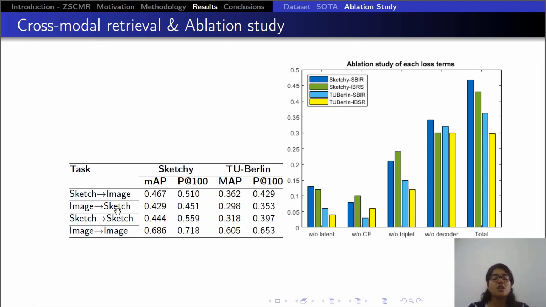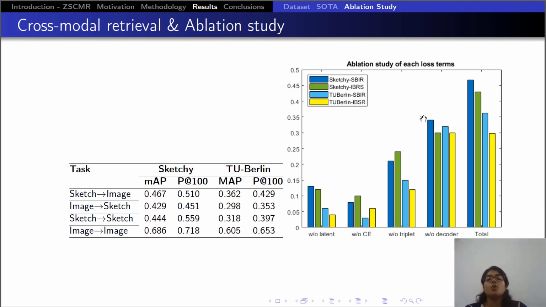Also, it can be extended since we project the features to a unified space. We also have unified unimodal retrieval, which is sketch-to-sketch retrieval and image-to-image retrieval. For both datasets, Sketchy and TU-Berlin, we have shown the results.